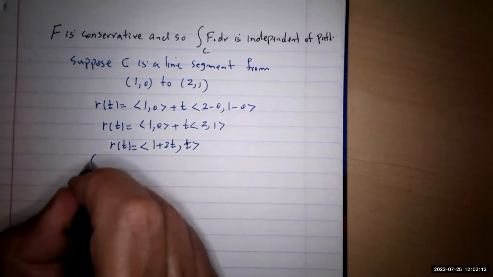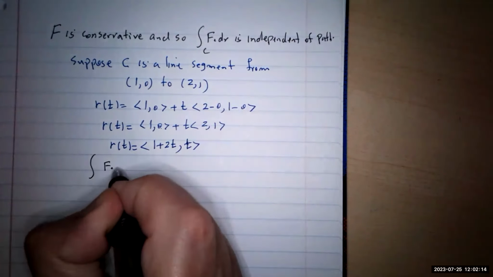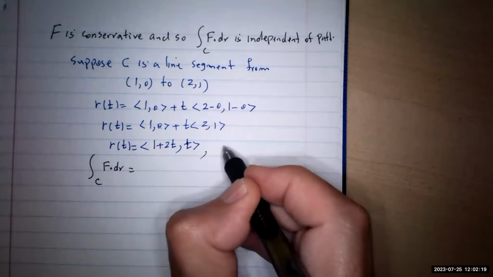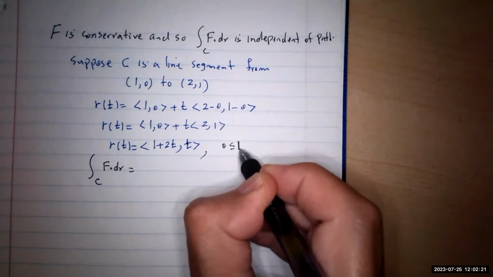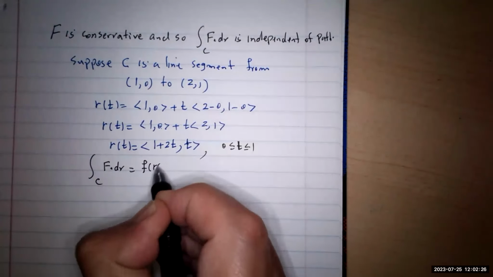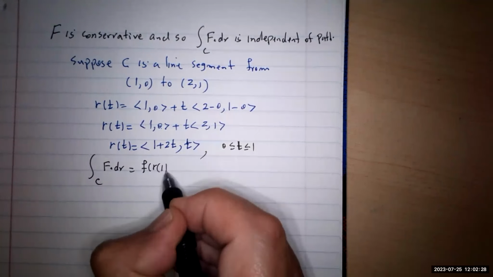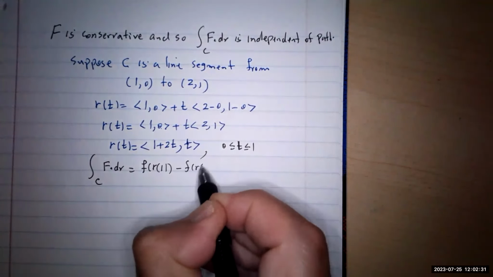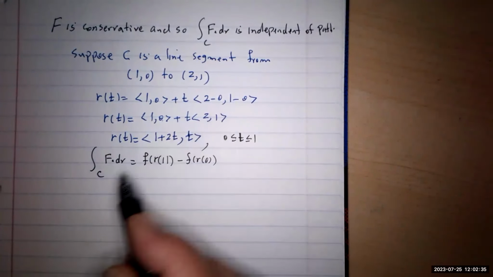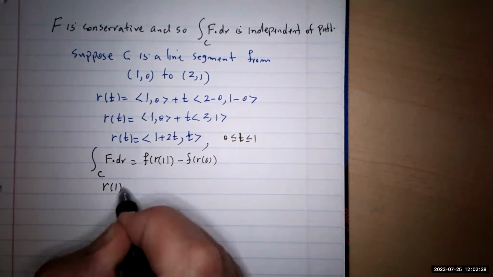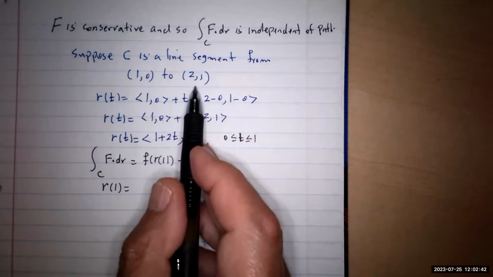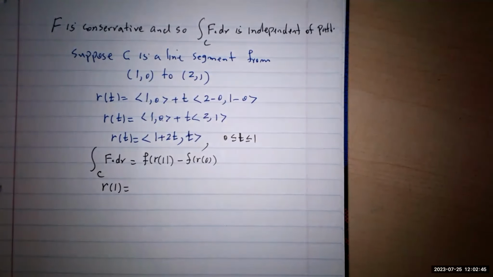So what is the integral? The integral of F dot dr over C, where t is of course between 0 and 1, is simply F of r of 1 minus F of r of 0. That's it. r of 1 and r of 0 are going to be exactly the points that we have.